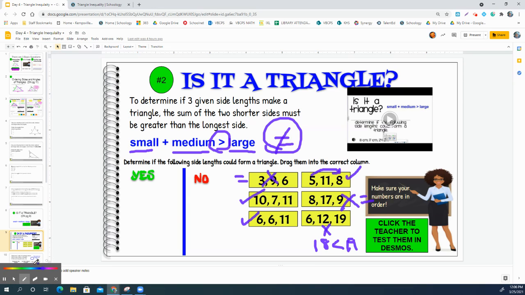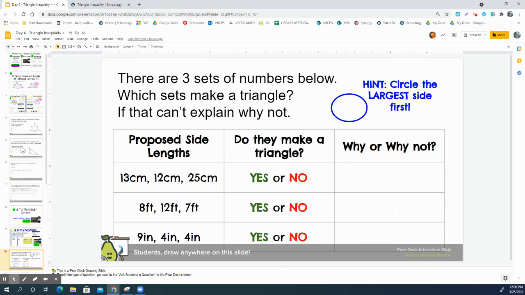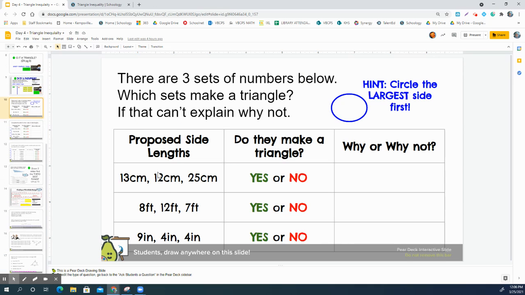Okay, questions on that? Super easy, right? Let's do 3 more just to be sure. We'll do slide 10, but then we won't do 11 and 12. So what do we think about number 1 here? Does this work if we want small plus medium is bigger than large? Does that work? 12 plus 13 equals 25. So this one is a no.